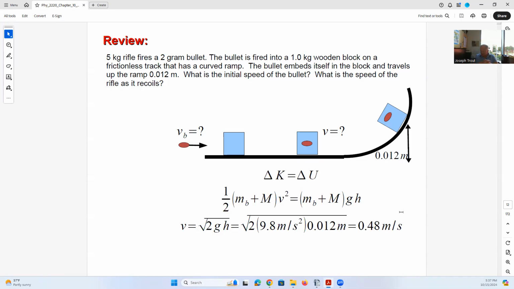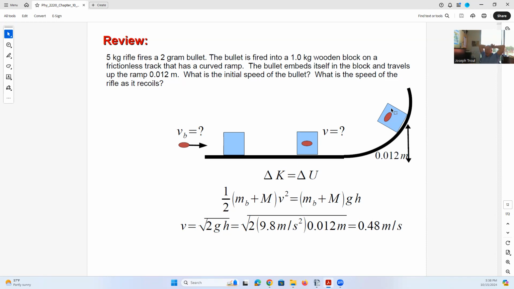So for the second part of the experiment, we find that the change in kinetic energy is equal to the change in potential energy. Down here we have kinetic energy, that's 1/2 the mass of the bullet plus the mass of the block times the velocity squared. It moves up the ramp, loses kinetic energy and gains potential energy. And finally, it ends up at a height of 0.12 meters. Our potential energy there is the mass of the bullet plus the mass of the block times gh.